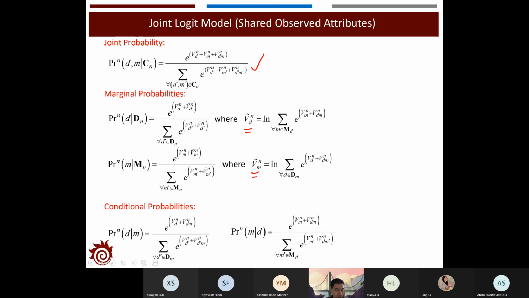It will become more and more complicated. The joint logit model that I introduced is the most complicated scenario. We assume that all the combinations are independent of each other, but in other cases, some of them are not independent of each other. So with that, we have to introduce the nested logit model. That's what I want to introduce in the rest of this lecture.